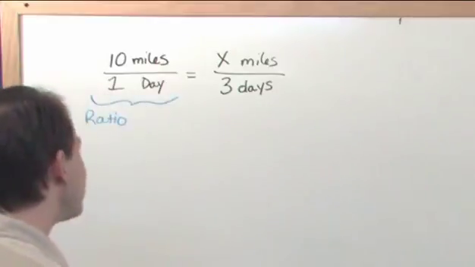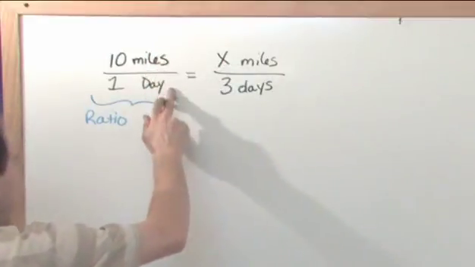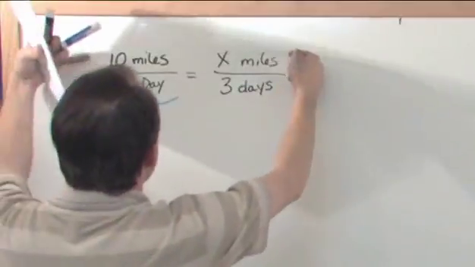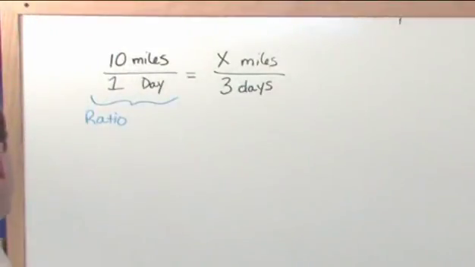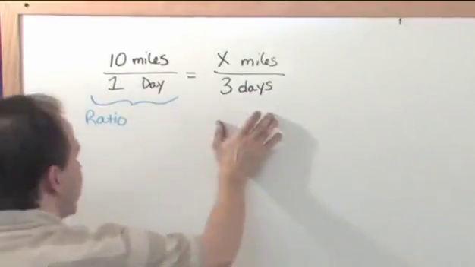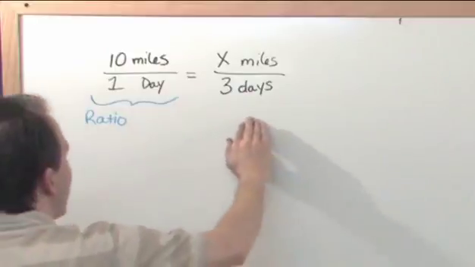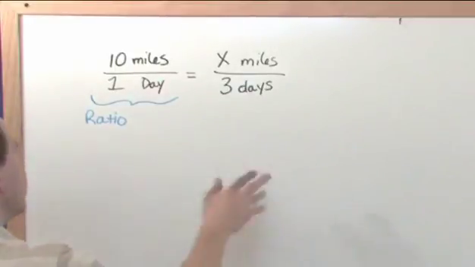Okay, so notice how I've set this up. 10 miles in one day is equal to X miles in 3 days. So I have the miles on the top, and I have the days on the bottom. That's important, that you set it up the same way. This is a ratio, and this is a ratio. When you equate two ratios together, it's called a proportion. What we say is that one is proportional to the other.